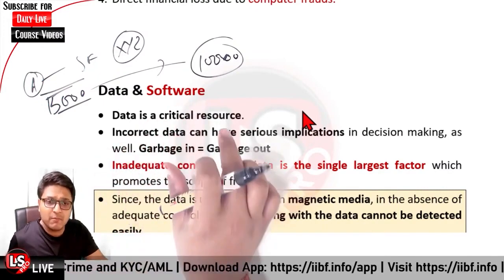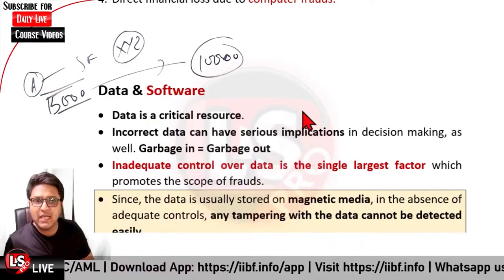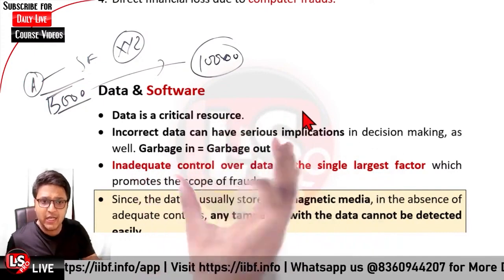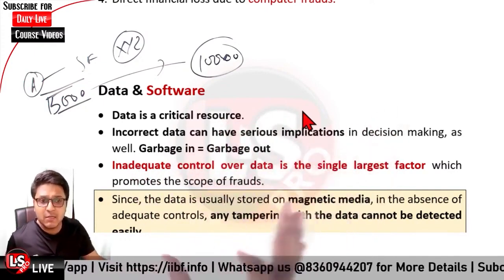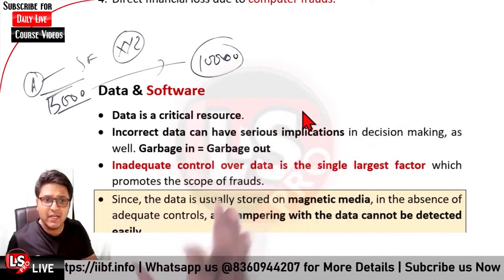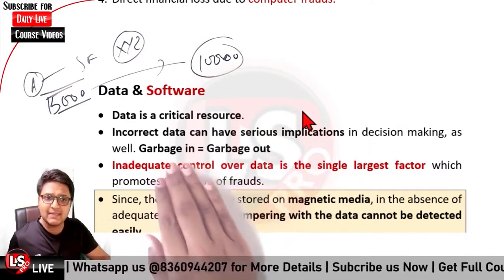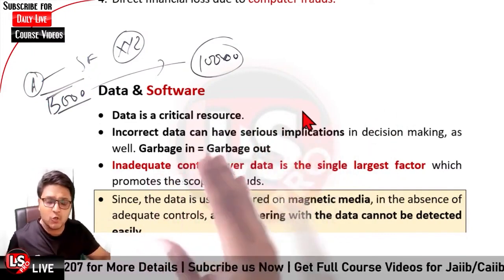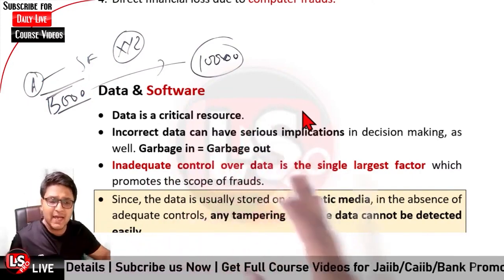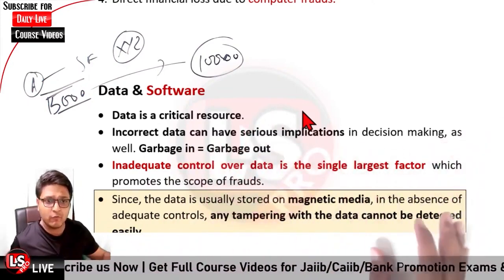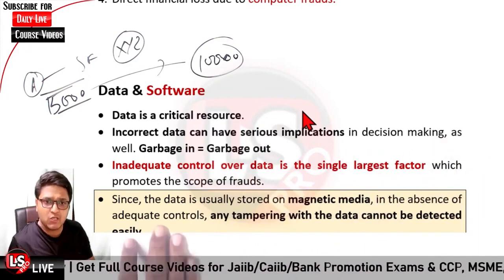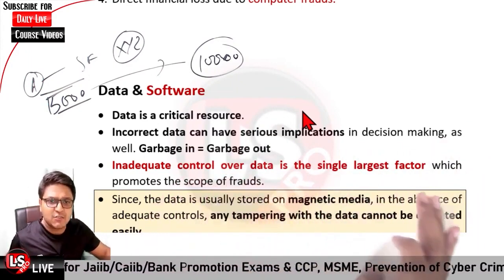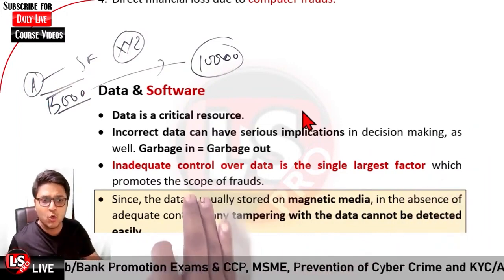So data is very important, and if there is incorrect data, that could lead to serious implications. So data integrity is to be maintained, and there must be controls to maintain the integrity of data. It is rightly said, garbage in is equal to garbage out. If we deal with the data wrongly, we will have a wrong output, which would have a very serious implication. Inadequate control over the data is the single largest factor that promotes the scope of frauds.